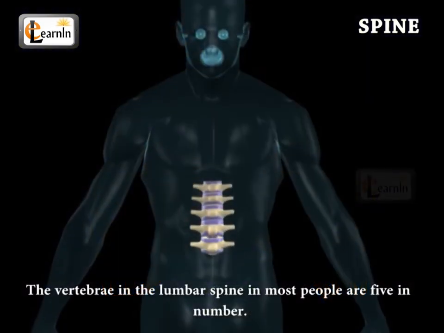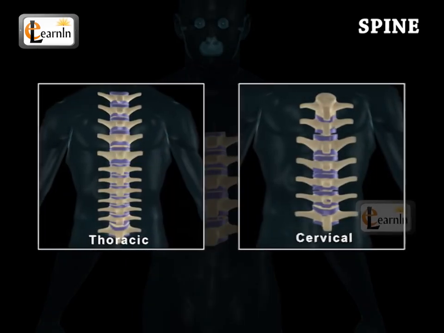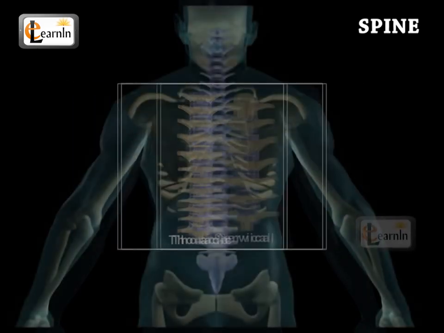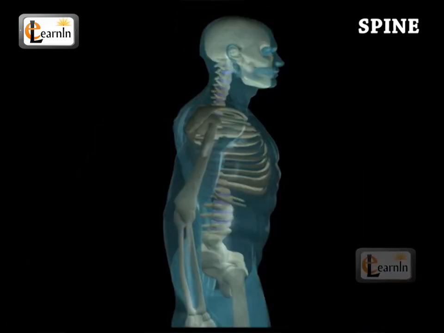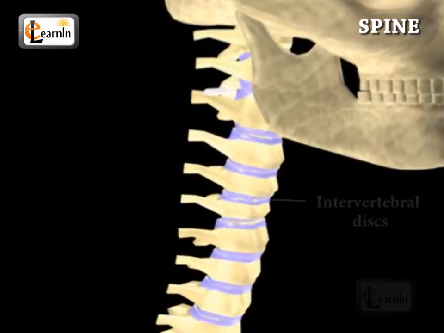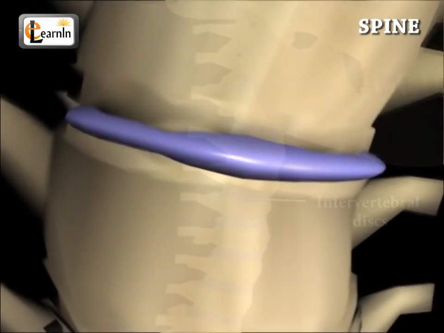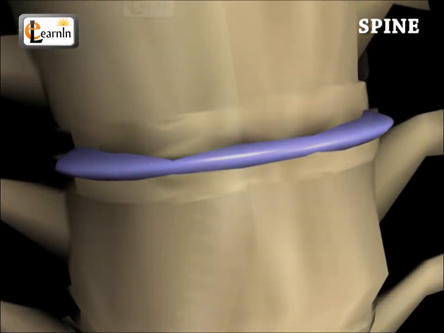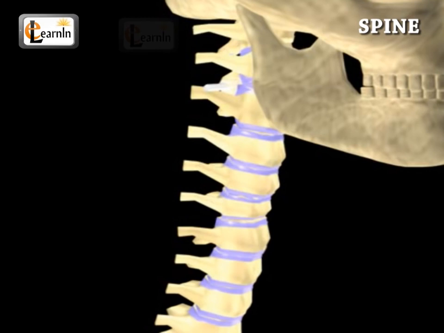The vertebrae in the lumbar spine in most people are 5 in number. They are larger than the thoracic or cervical spine. They carry most of the body's weight and support flexibility and extension. Each of the vertebrae is supported by a fibrous disc, known as the intervertebral discs, that act like cushions between the bones. The body of the vertebrae provides a resting place for these fibrous discs.